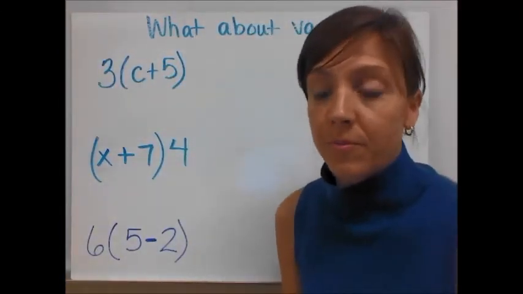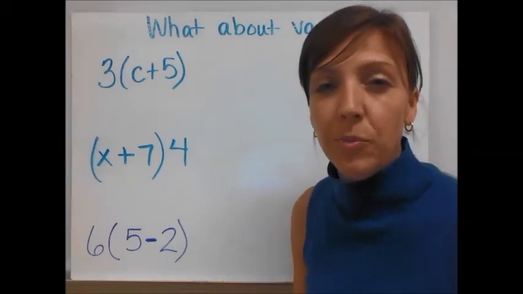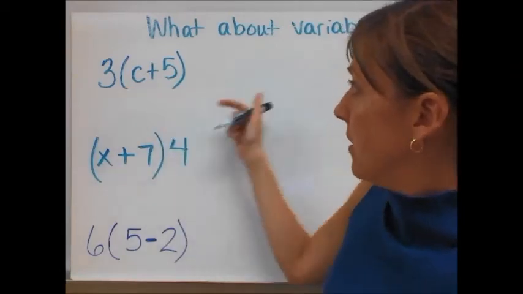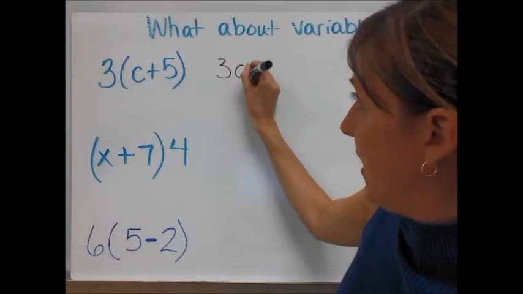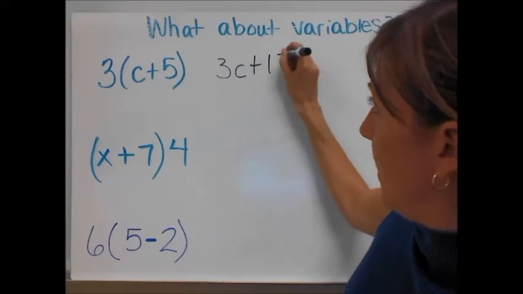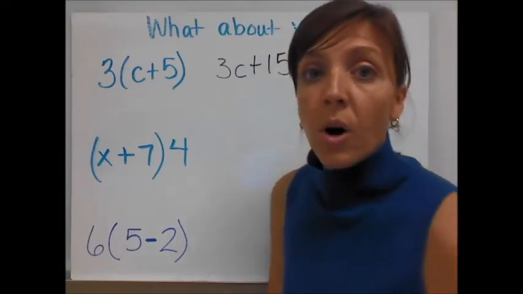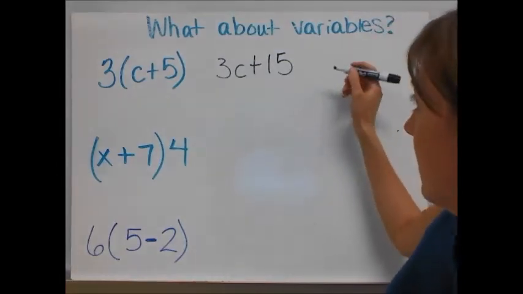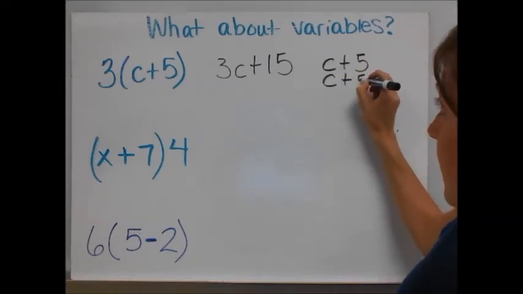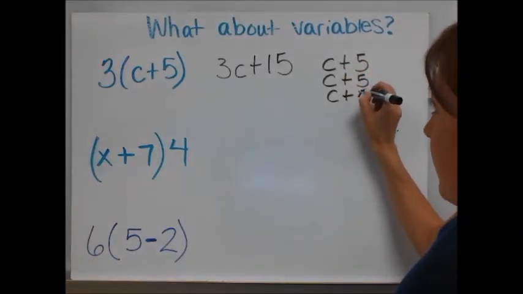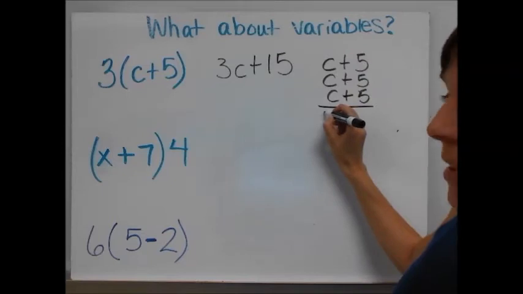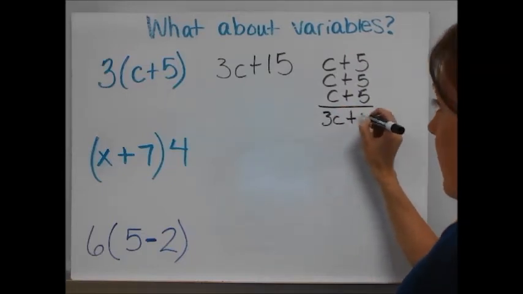What about variables? Well, how would you handle a variable? How would you break that apart? Well, this is 3 times c, which is 3c, plus 3 times 5, which would be 15. Or I could set it up this way. C plus 5, C plus 5, C plus 5. And here I have 3 C's. I'm just going to add up my columns. 3C plus 15.